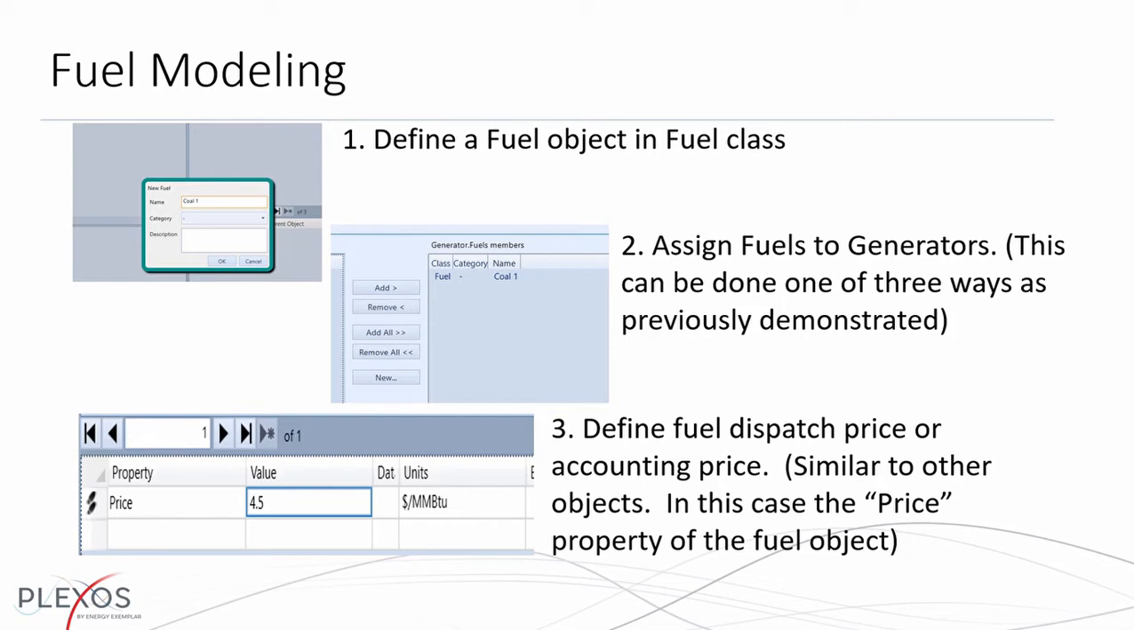The class can be enabled in the config menu, if not enabled by default in the version of PLEXOS being used. With the object defined, it is important to create a membership between the fuels and the generators which use this fuel. The third step is to input values for properties such as price to define characteristics of the fuel.